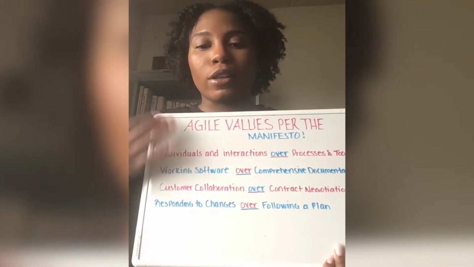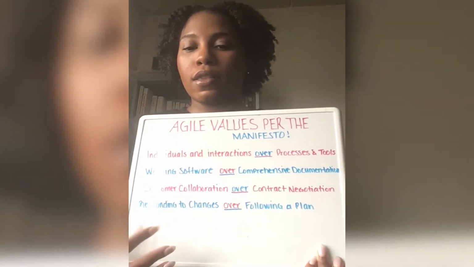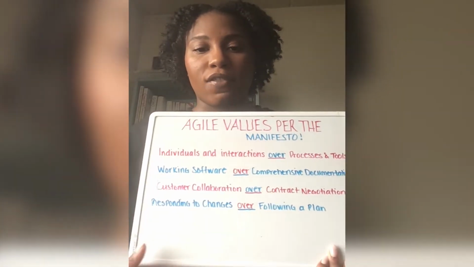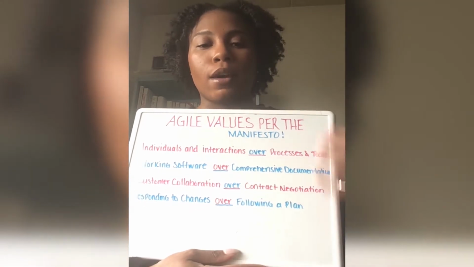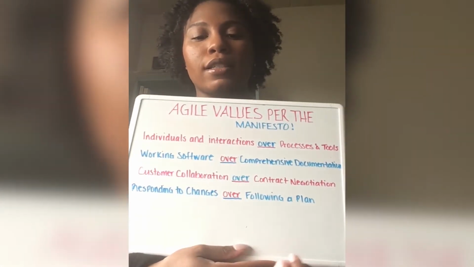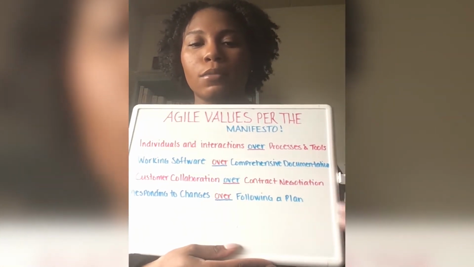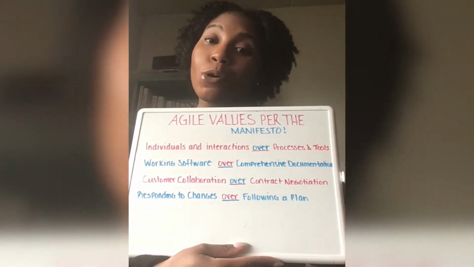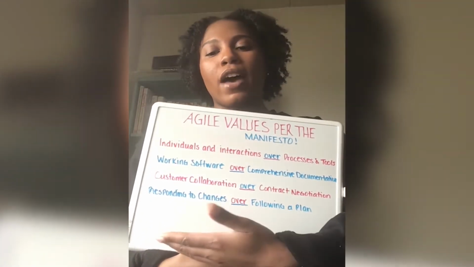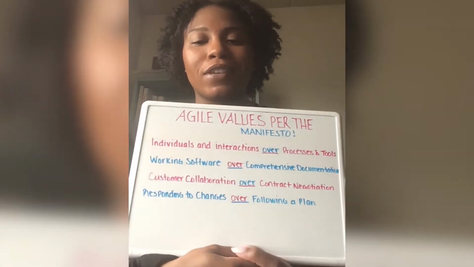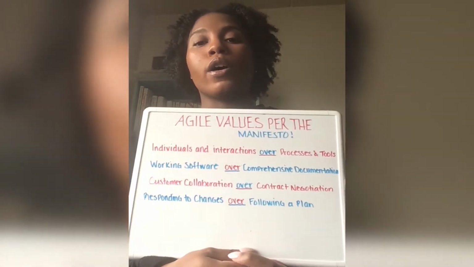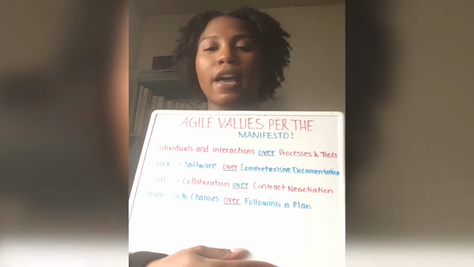So these are broken down into 2 different sides. On the left side are the ones that were the current processes up until that point that were in place. When they came up with these, it wasn't to say that the items on the left weren't important, it was just that they value the things on the right more. And you can definitely look into this further on the Agile Manifesto website or just Google it. There's lots of information there about it.